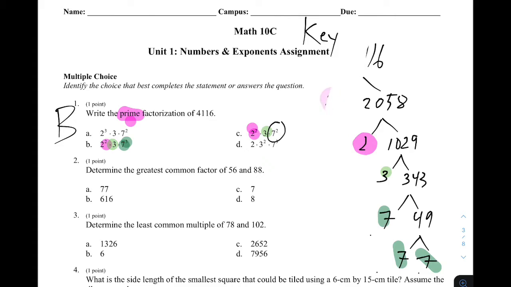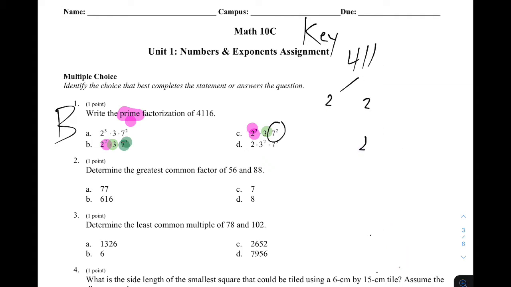Next, I'm going to erase this. If you need to look, go back in the rewind.